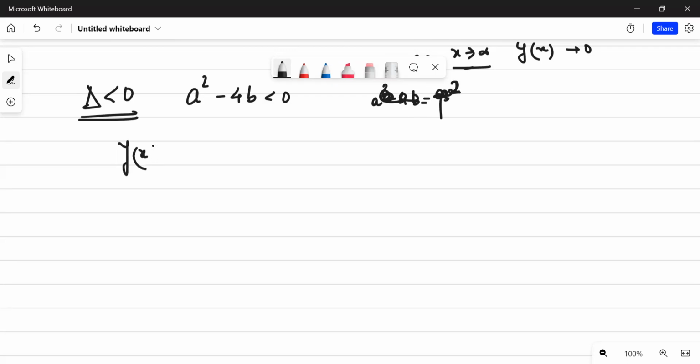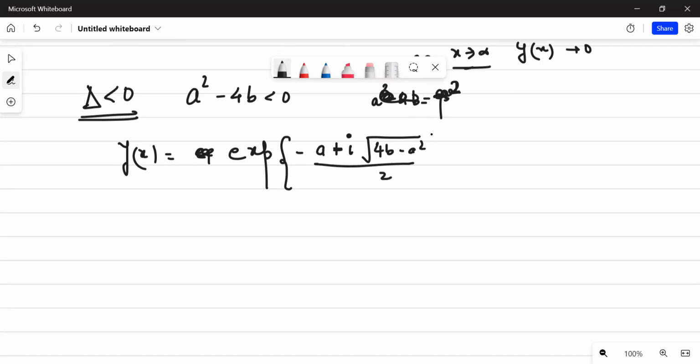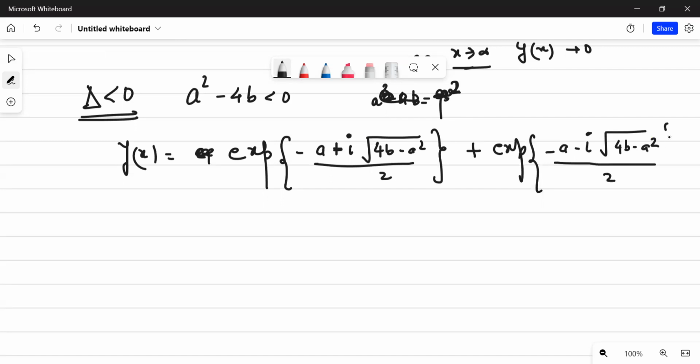So y as a function of x, now I can write it as c1 times exponential of minus a plus iota root over 4b minus a square upon 2, and then you write exponential of minus a minus iota root over 4b minus a square upon 2. Leave this c1, c2 aside, you just focus on this. Is that clear or not clear? Did you understand up to here?